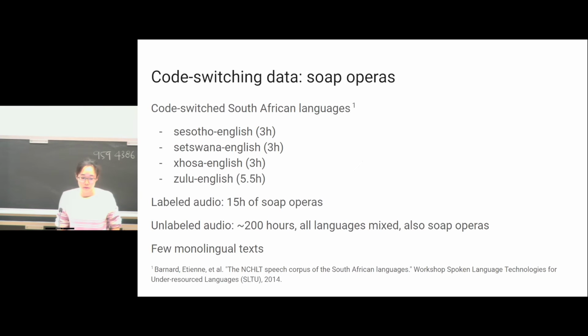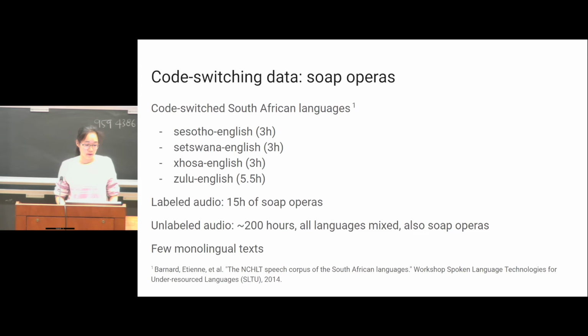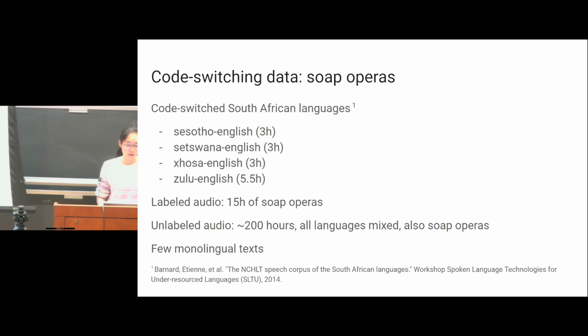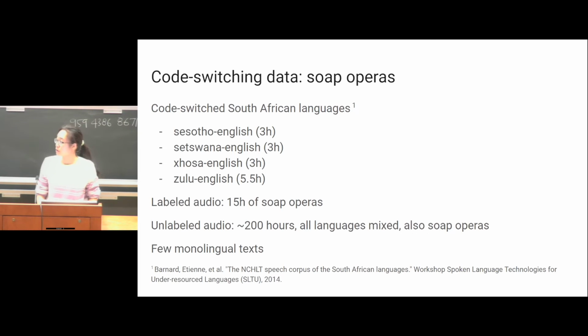Moreover, we also have 200 hours of unlabeled data. So this time it's also soap operas data. The thing is that this time all languages are mixed together. So you don't know when you have one Sesotho, etc. And then we also have some monolingual text.